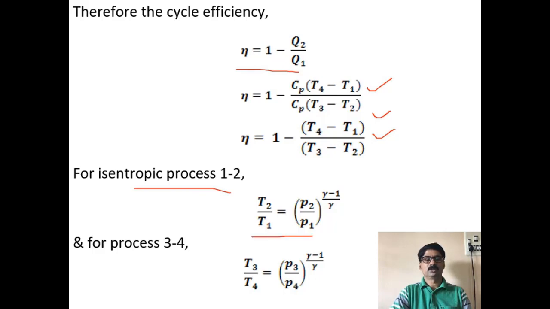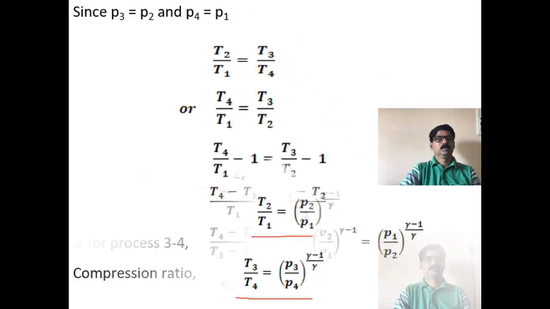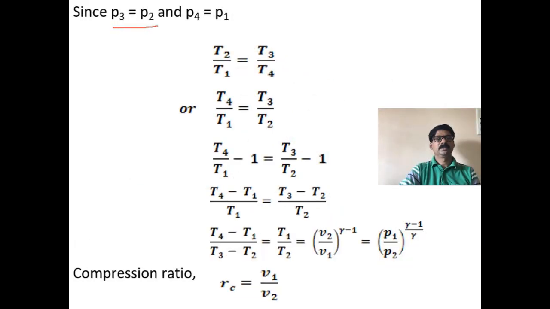Now for the isentropic process 1 to 2, as all of you know, T2 by T1 is equal to P2 by P1 to the power gamma minus 1 by gamma. Similarly for the process 3 to 4, that is also an isentropic process, you can write T3 by T4 is equal to P3 by P4 to the power gamma minus 1 by gamma. Now here pressure P3 is equal to pressure P2 and P4 is equal to P1.